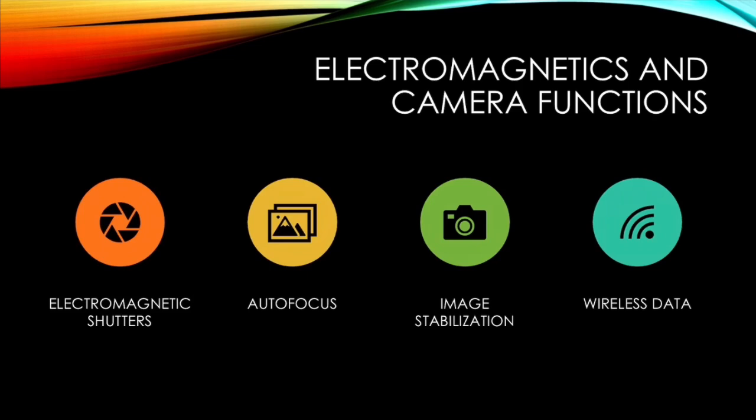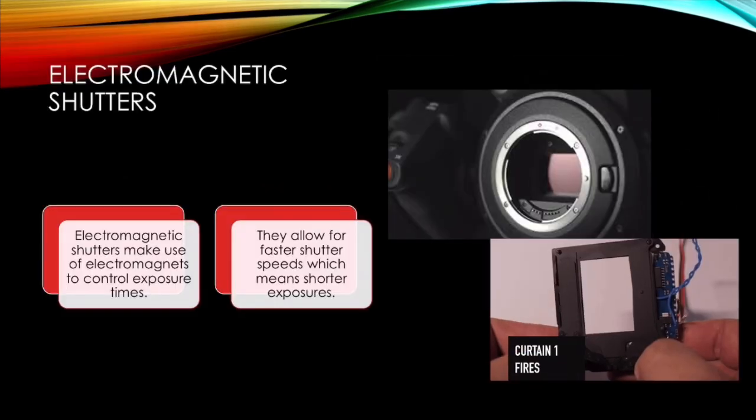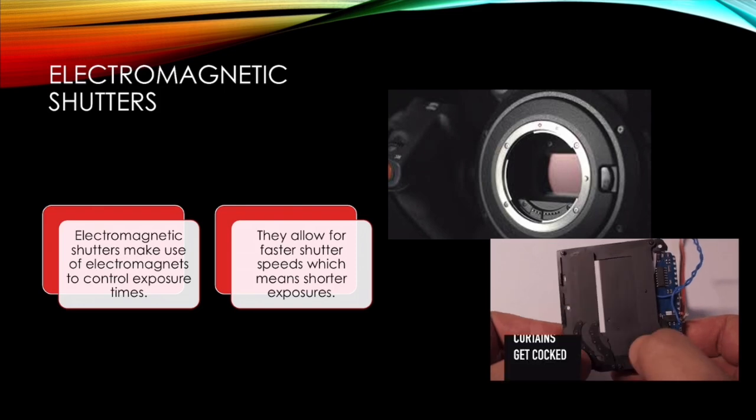Okay, now that that is out of the way, we can talk about how the electromagnetic side of cameras comes into play. There's really four areas that are worth mentioning, starting with electromagnetic shutters, autofocus, image stabilization, and wireless data. The first on our list is electromagnetic shutters.